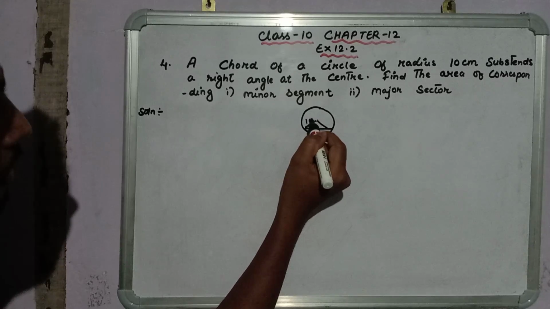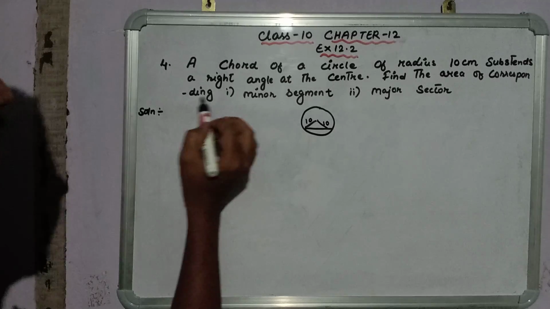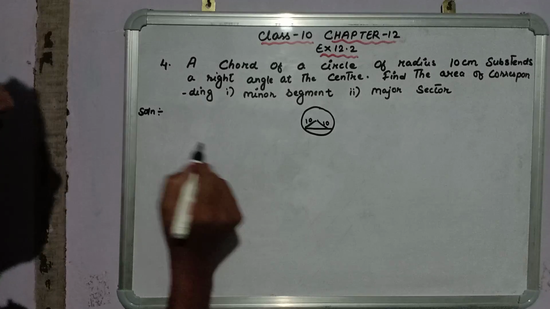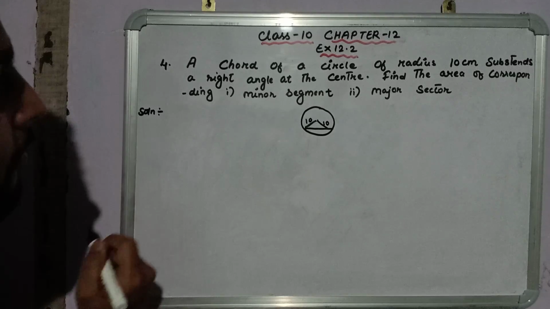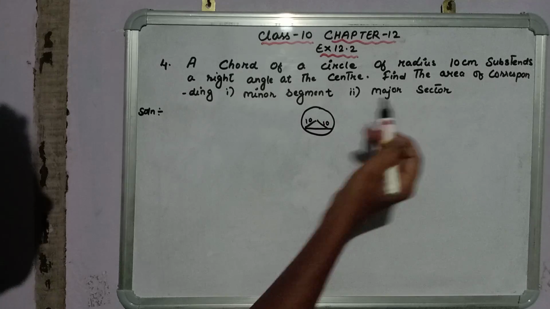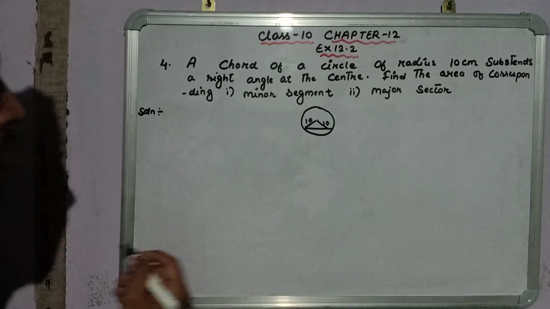So this is your radius and it is given right angle. So right angle means theta. Theta is given 90 degree. Find the area of the corresponding minor segment and major sector. So we have to find the area of minor segment and major sector.